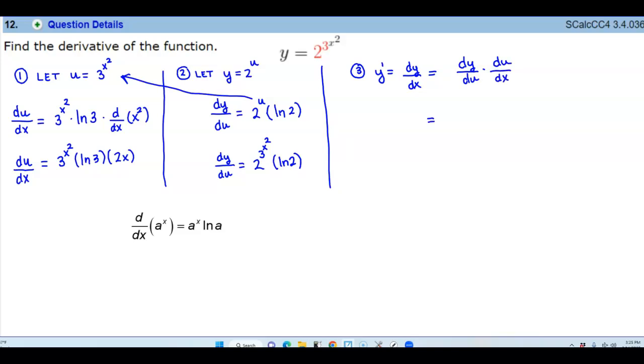And so we have 2 to the power of 3 to the x squared times the natural log of 2, times, we know that du over dx is 3 to the power of x squared times the natural log of 3 times 2x. And therefore, that represents the derivative of this function.